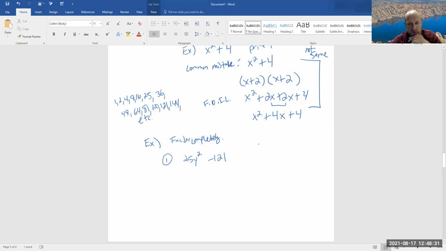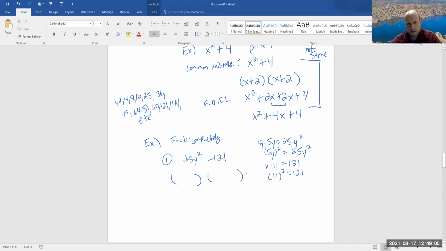So for 25y squared, I know that 5y times 5y is 25y squared, or I know that 5y squared is 25y squared. And then I know that 11 times 11 is 121, or 11 squared is 121. So those are perfect squares. So we just use our formula, right?